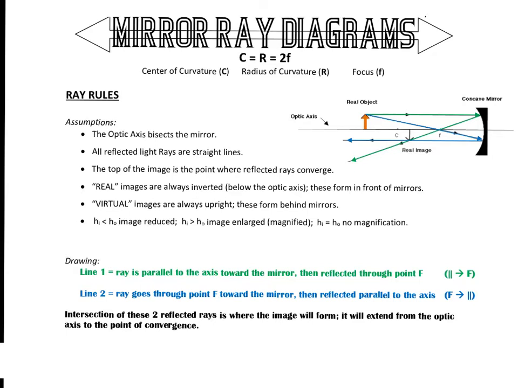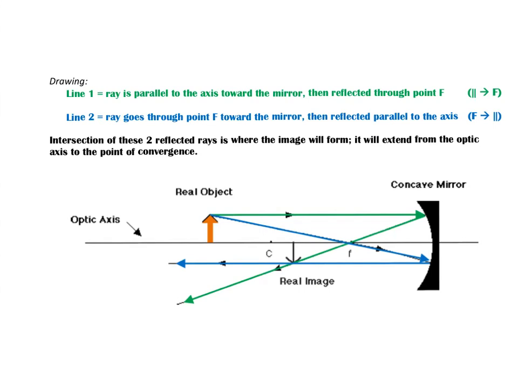Okay, now let's talk about the two lines that are going to be drawn. We will draw two lines from the object to the mirror to determine where they converge so that we can draw in the image. The first light ray will extend from the top of the object parallel with the optic axis to the mirror. The reflection from the mirror will go from that point through the focal point. The second line is the opposite. It goes first from the top of the object through the focal point to the mirror and then is reflected back parallel to the optic axis.